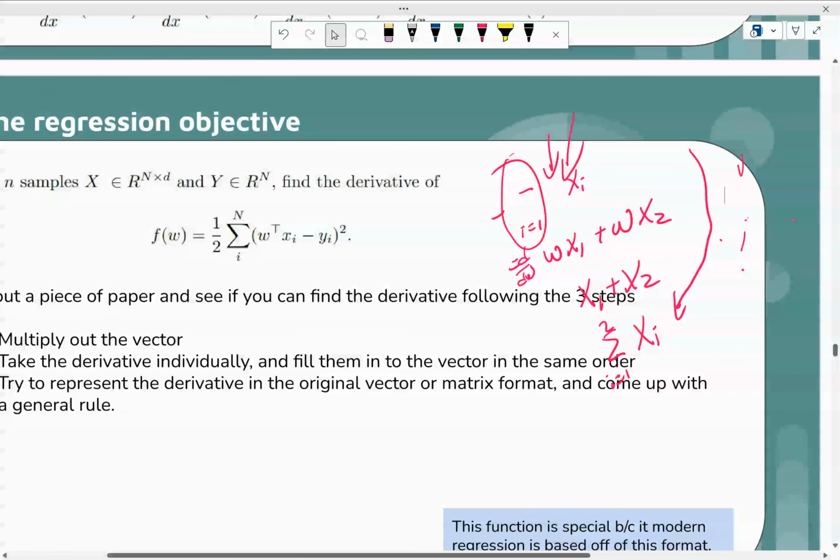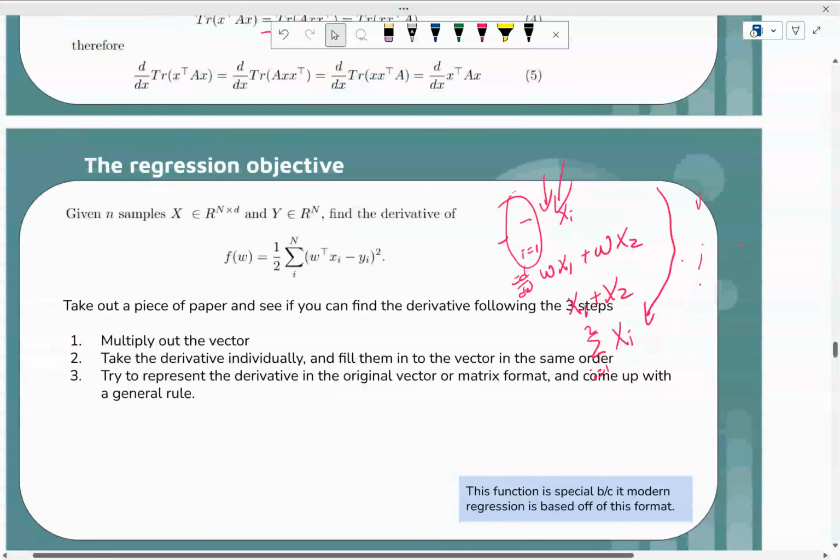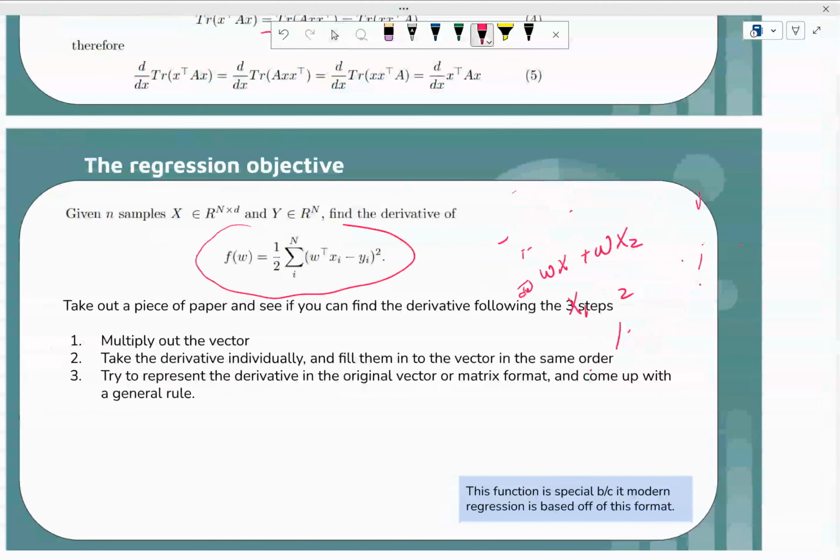Okay, it's better now. Okay, so why don't you take out a piece of paper and give it a try? See if you can take the derivative of this with respect to w.